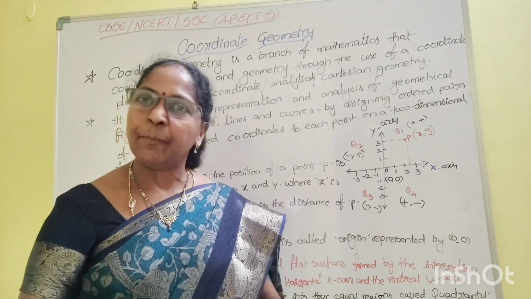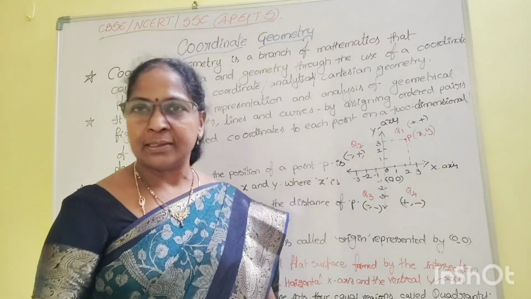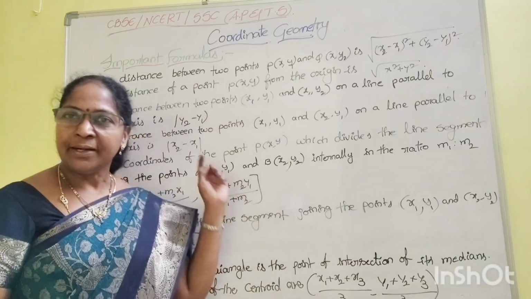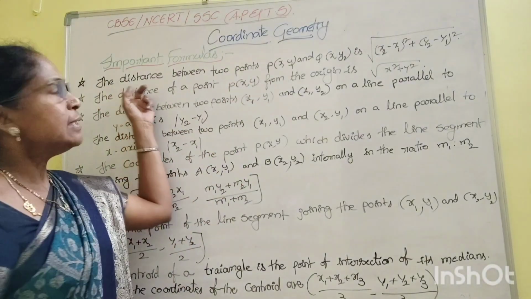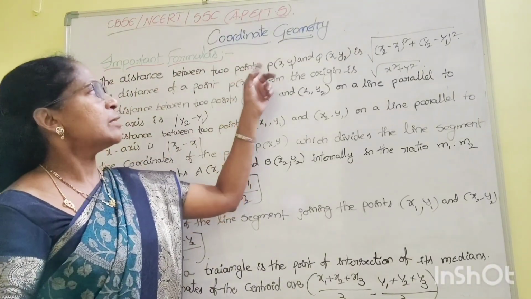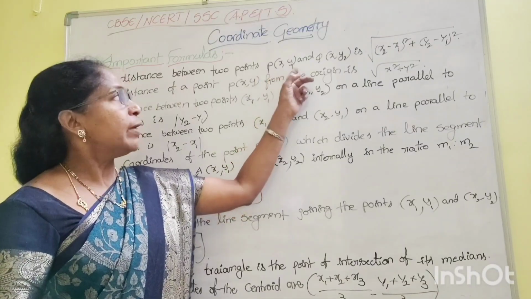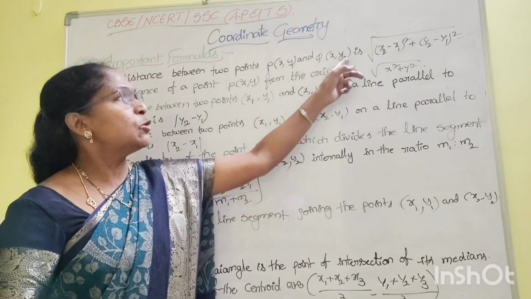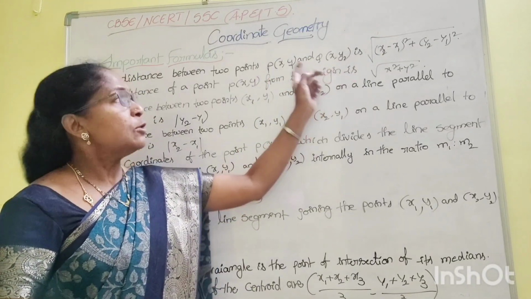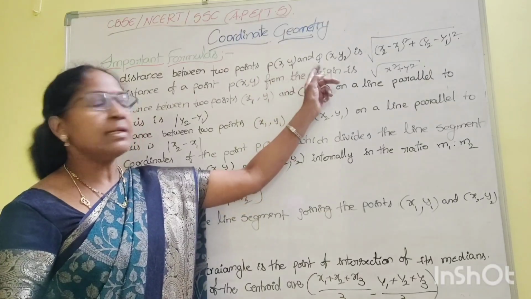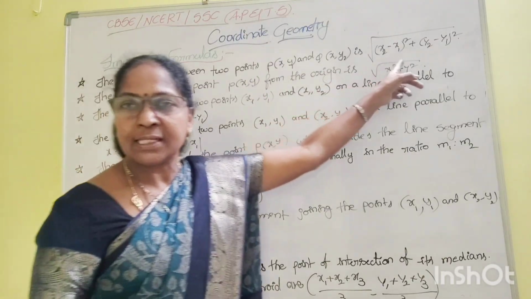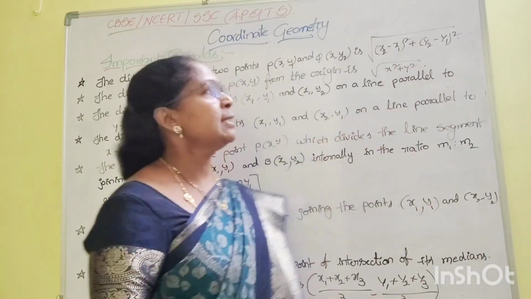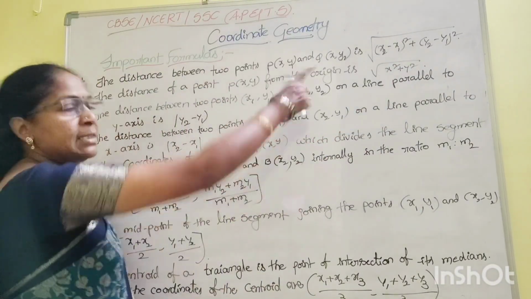Next, what are the important formulas in this chapter? Let me discuss. The first one is the distance between two points, P (x1, y1) and Q (x2, y2). The distance PQ is equal to the square root of (x2 minus x1) whole squared plus (y2 minus y1) whole squared. This is the formula.